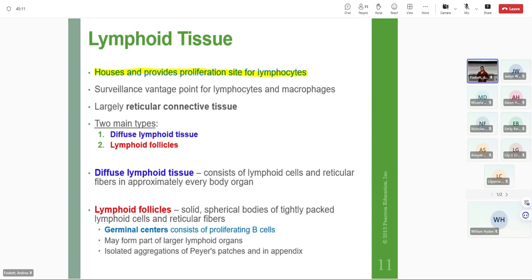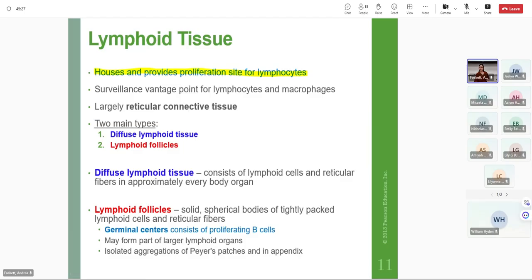So I'm going to break this down. Two main types of lymphoid tissue. You have some that are very, very specialized. Their role is immunity. Their role is lymphatic in nature, right? These are called lymphoid follicles. That's their job, right? I mean, that's their main purpose.